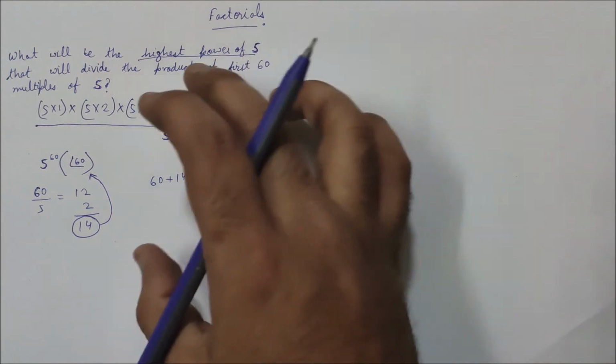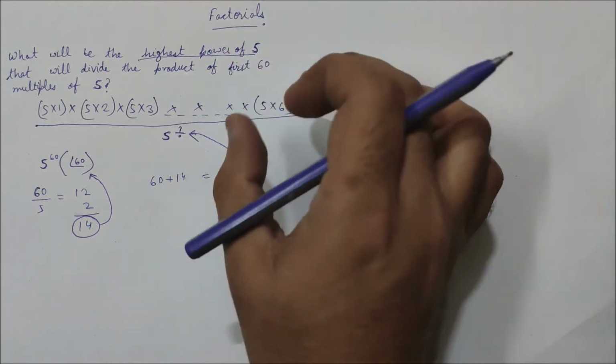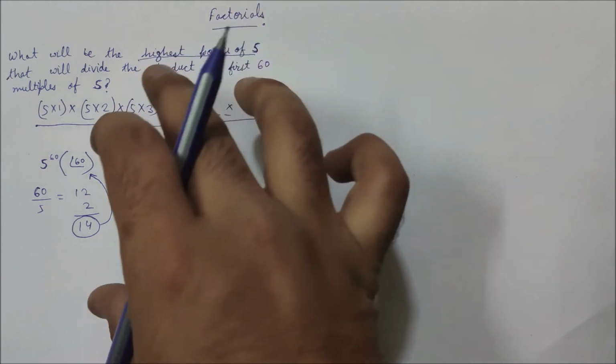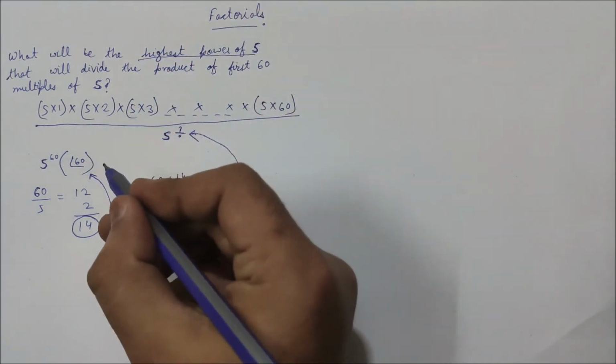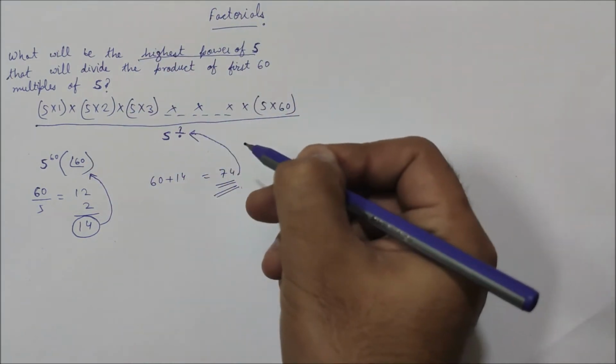So just try to understand how a seemingly difficult question was so easy that it hardly took a couple of steps to arrive at our answer.